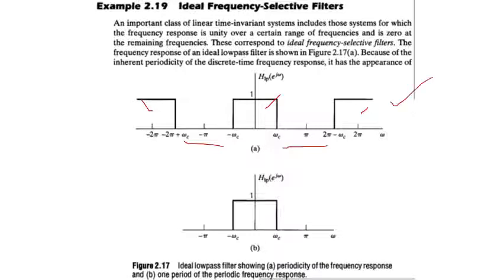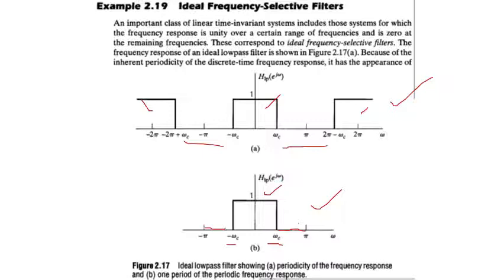So this is for multiple periods, this is for a single period. It means that from minus omega c to omega c, whatever frequency comes in between this range will pass without any distortion in the magnitude response. Whereas if the frequency becomes greater than omega c or less than minus omega c, it will be discarded. It will not appear at the output because this is the stop band.